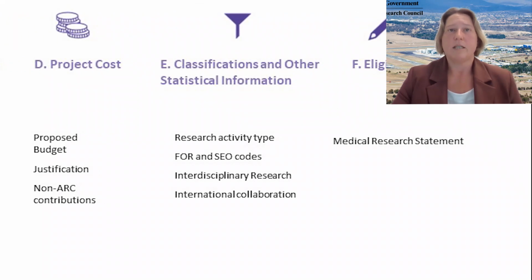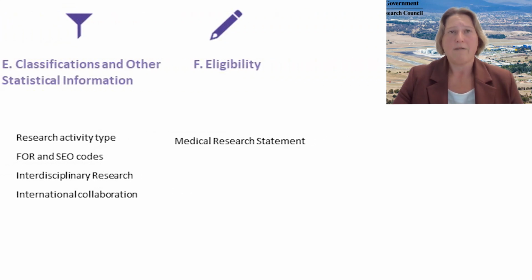Part E contains a series of questions gathering administrative and statistical information. Additional questions in this part include an indication of whether or not the project aligns with an announced Australian government policy, the type of research conducted, as well as questions on collaboration and students attached to the project. Part F asks applicants to indicate whether their research complies with the ARC's medical research policy.